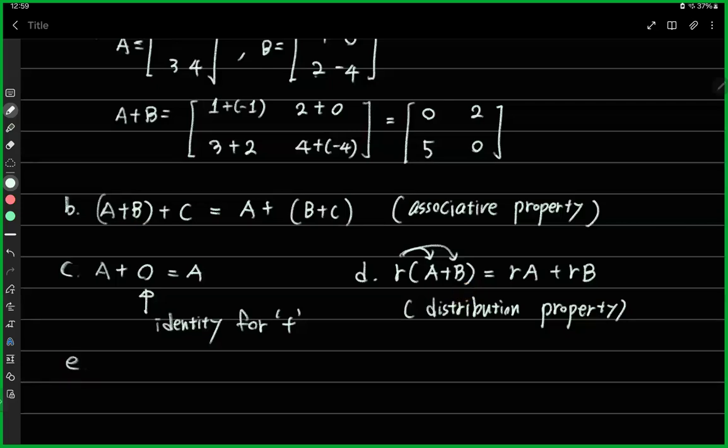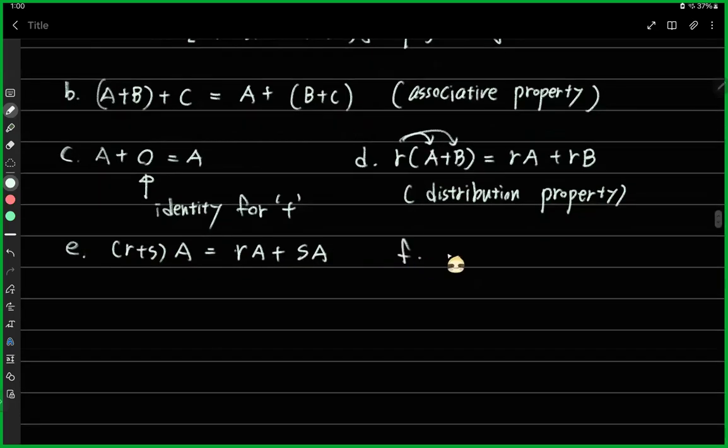So that's the next statement. (R plus S) times A. Oh, sorry, this is a little bit different from D. This is R plus S, but that was A plus B. Still we can distribute the matrix A: R times A plus S times A.